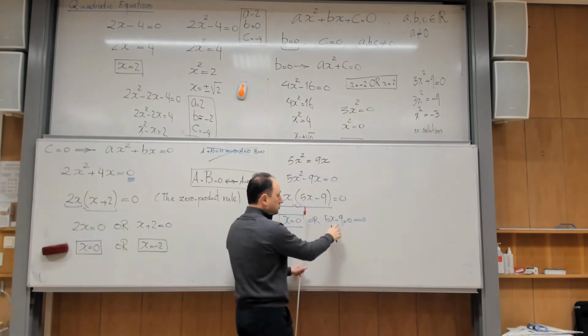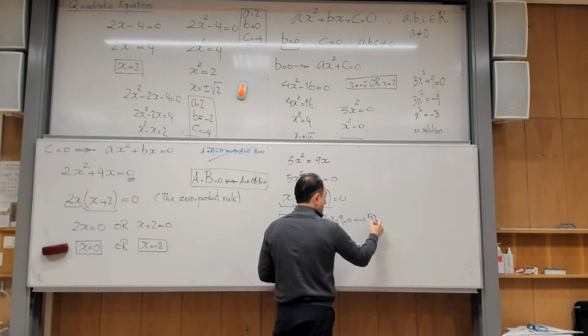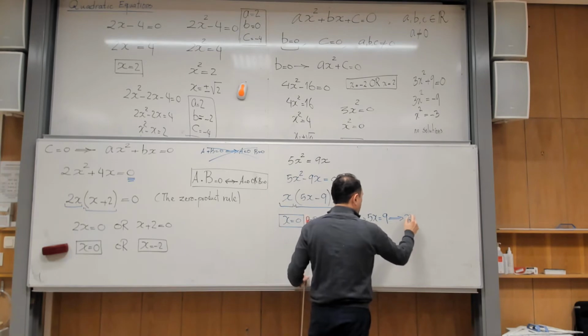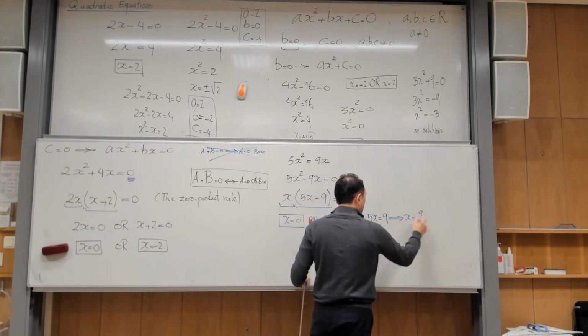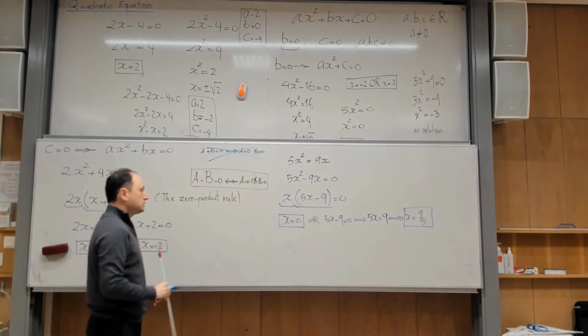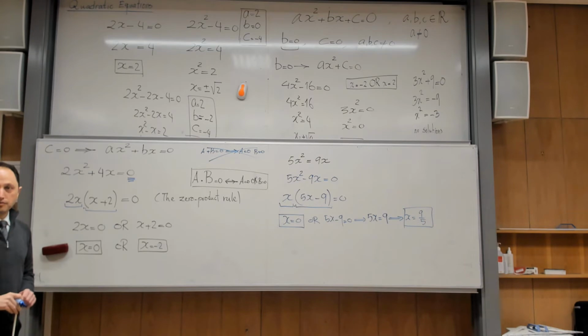And then it means that I move the other one. Now I can move 9 to the other side. Because this is a first degree equation, I solve it using the method that I have already learned about these equations. So I move this to the other side, and then this x becomes what? 9 over 5. So there are two answers for this. One of them is 0 and one of them is 9 over 5. Yes?